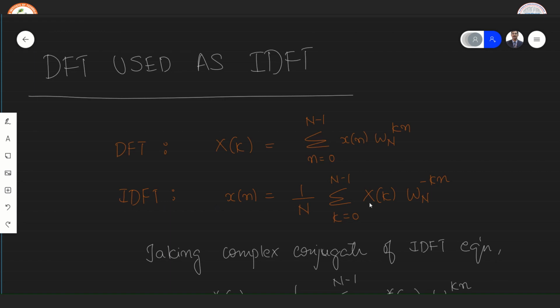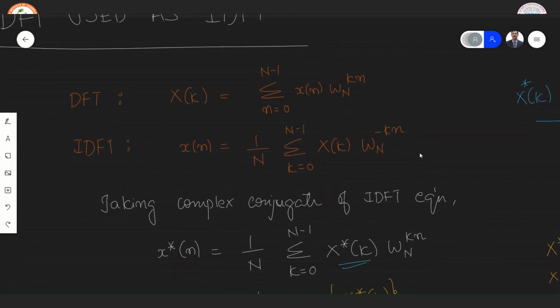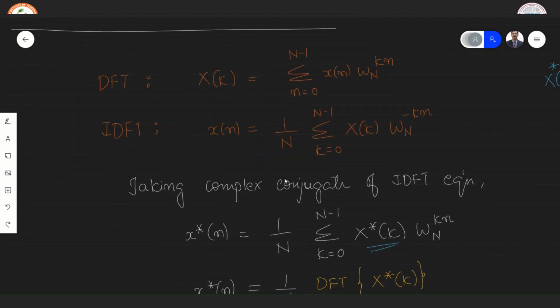Now let us start with the IDFT equation and take complex conjugate on both sides. Now conjugating x of n gives you x conjugate of n, which is equal to 1 by N times summation k from 0 to N minus 1. The conjugate of X of k is called X conjugate of k, and conjugating the twiddle factor Wn to the power of minus kn, it becomes Wn to the power of kn.